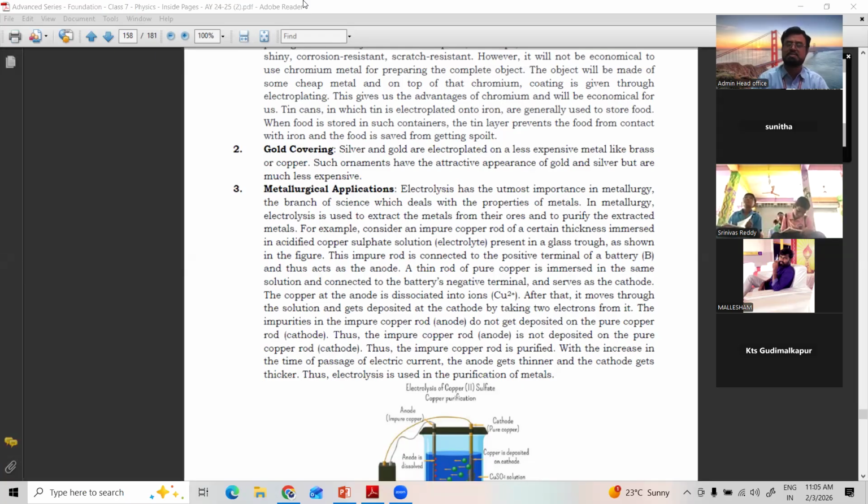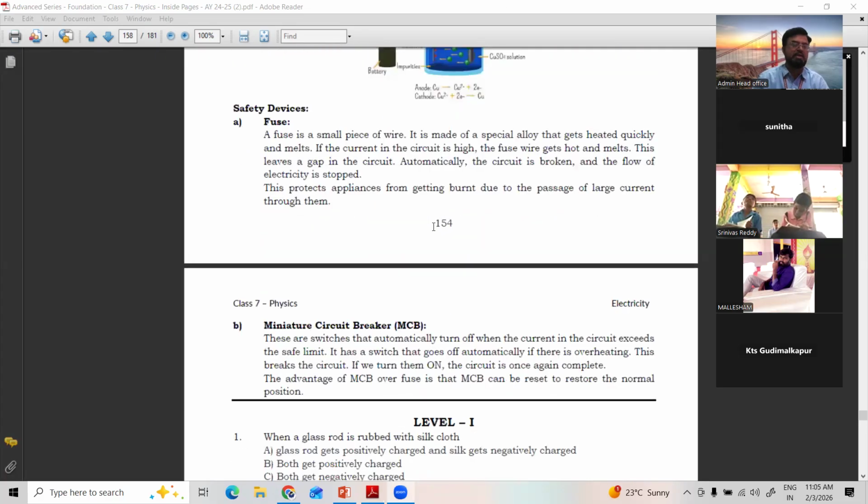So in our industries, metals can be obtained from their ores by extraction. That method is called metallurgy. Through the metallurgical process, you can get the metals. That is also one of the important applications of the chemical effect of electric current, right?